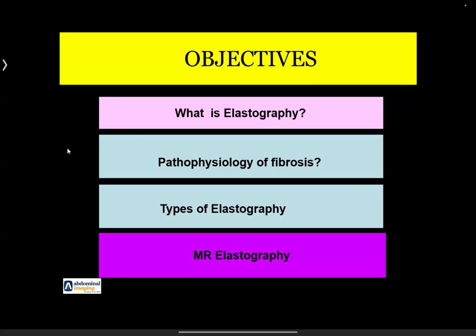So we go into these stages. What is elastography? What is the pathophysiology of fibrosis? Types of elastography, and what is MR elastography?